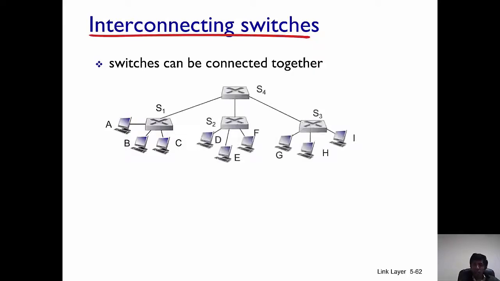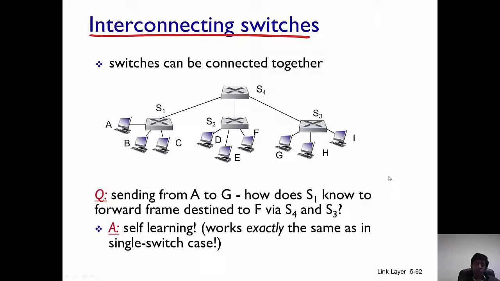It's also very simple that switches can be connected together. Switches can be connected together in this form, and they can form a hierarchy. It is actually true that institutions connect switches in this network. So there's a question for you: if this host here wants to send some frame to this host G here, how does switch S1 know it has to forward the datagram to switch S4 and then through switch S3?